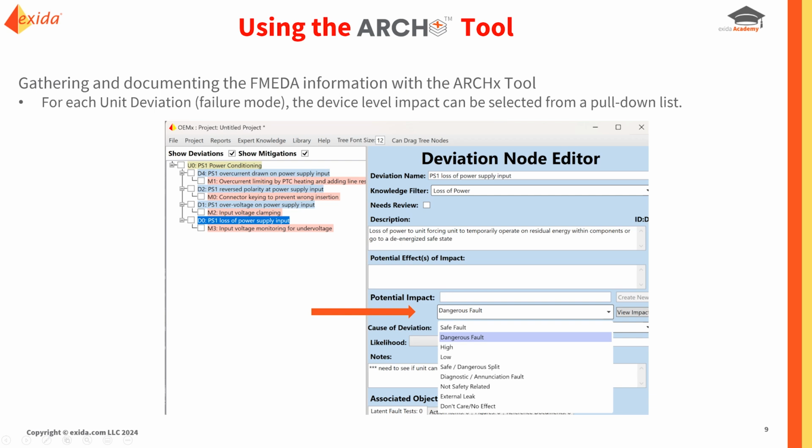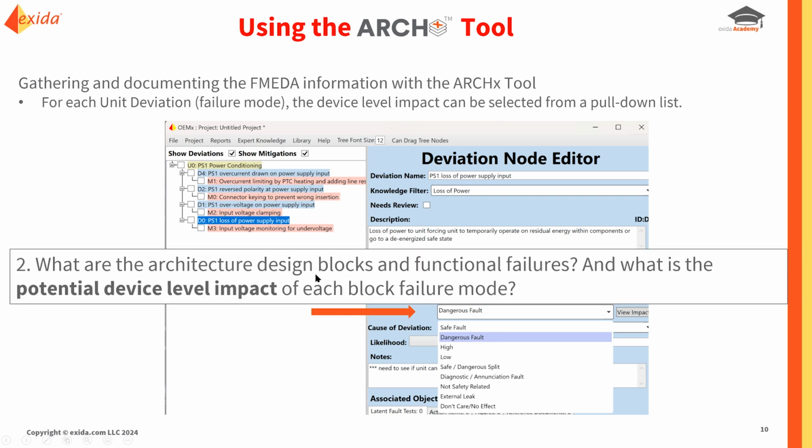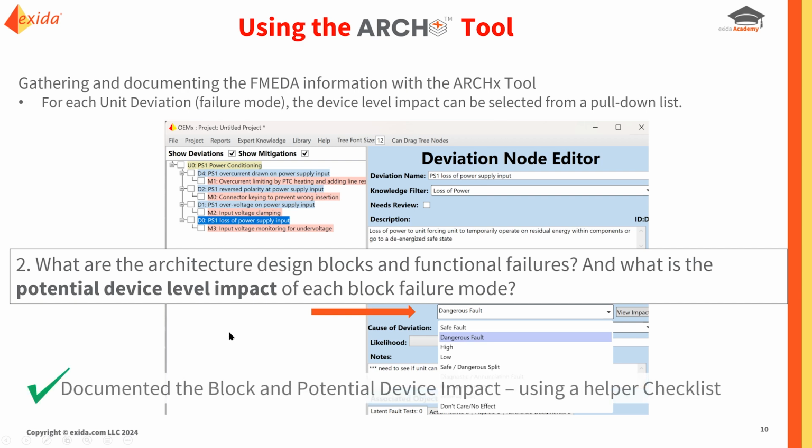Then, once we have a unit entered, we're going to look at each of the failure modes and classify the impact. By knowing the functionality and knowing the failure mode, we can then classify the impact of that block and that failure mode on the device. In this particular case, loss of a power supply input means the controller goes dead. That's a dangerous fault, so we select that from our pull-down list, and when we're all done, we'll have a list of all the blocks, the units, the unit failure modes, and the impact of each unit failure mode.